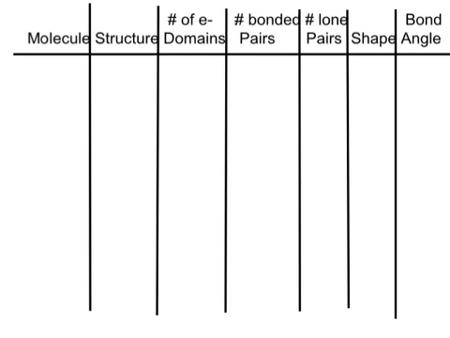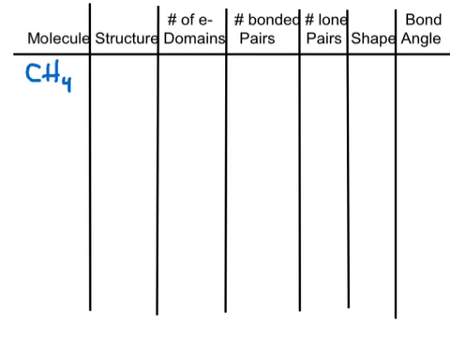For this discussion we're going to set up our paper to look like this. We're going to have a molecule, and we're going to put down its structural formula. We're going to talk about the number of electron domains around the central atom, and then the number of bonded pairs versus lone pairs, and what shape that is, as well as the bond angle.